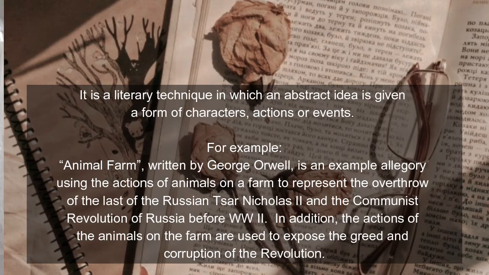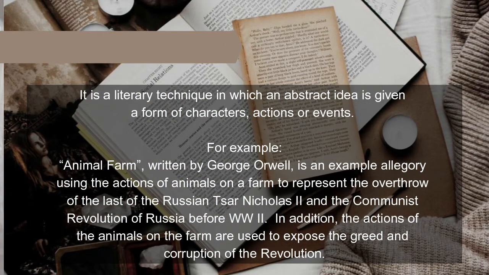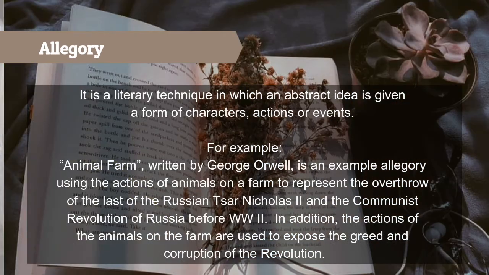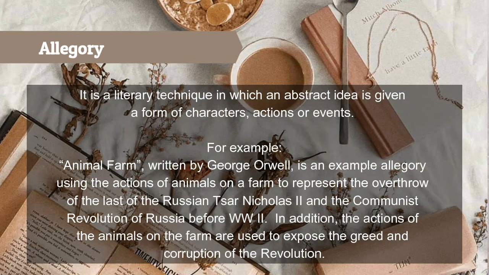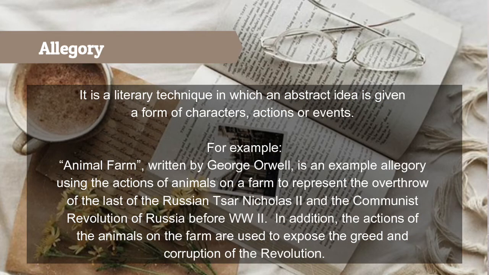Next is the allegory. It is a literary technique in which an abstract idea is given a form of characters, actions, or events. For example, Animal Farm, written by George Orwell, is an example of allegory using the actions of animals on a farm to represent the overthrow of the last of the Russian Tsar Nicholas II and the communist revolution of Russia before World War II. In addition, the actions of the animals of the farm are used to expose the greed and corruption of the revolution.